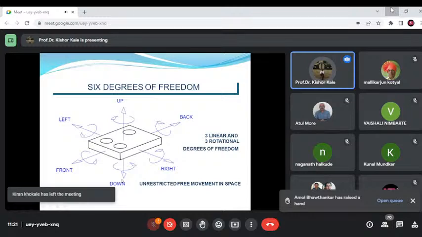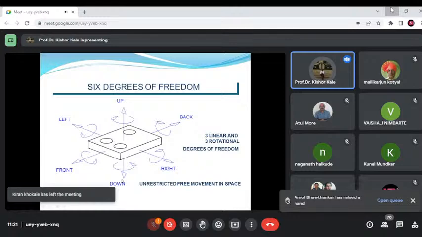And three rotational means rotation about the x-axis, rotation about the y-axis, and rotation about the z-axis. It is rotation in the clockwise direction or the anti-clockwise direction. You can see here, along the x-axis, this is in the anti-clockwise direction, and this is in the clockwise direction.